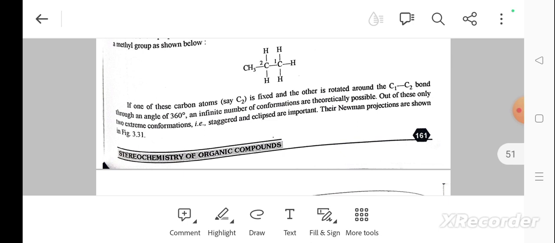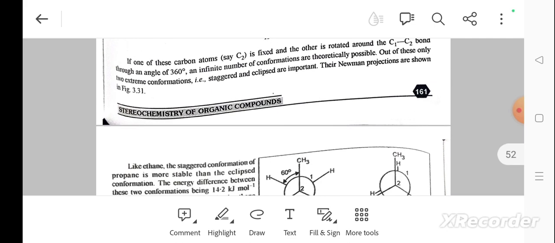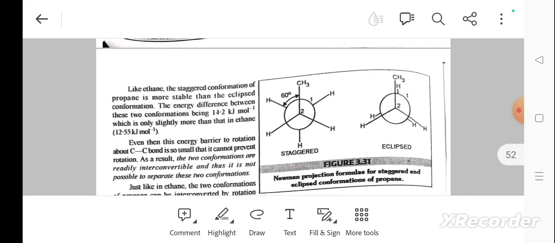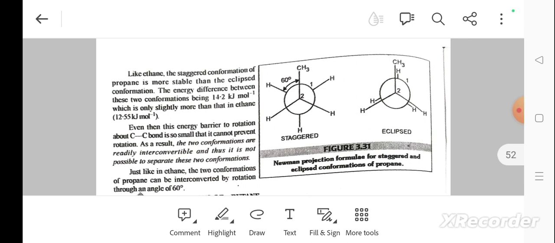If one of these carbon atoms is fixed and the other is rotated around the C1-C2 carbon bond through an angle of 360 degrees, an infinite number of configurations are theoretically possible. Out of these, only two extreme configurations, staggered and eclipsed, are important. The Newman projections are shown in figure 3.31. Like ethane, the staggered configuration of propane is more stable than the eclipsed configuration.